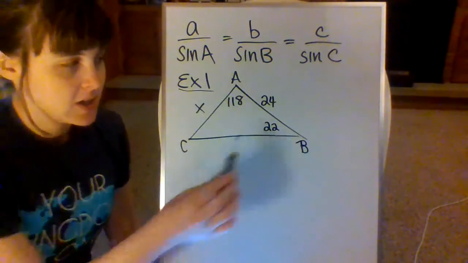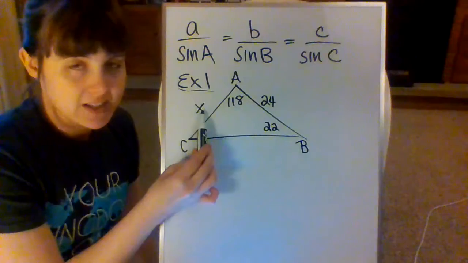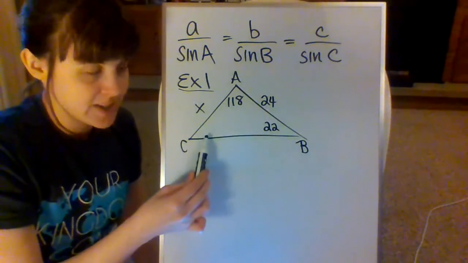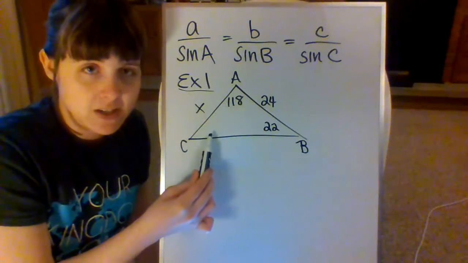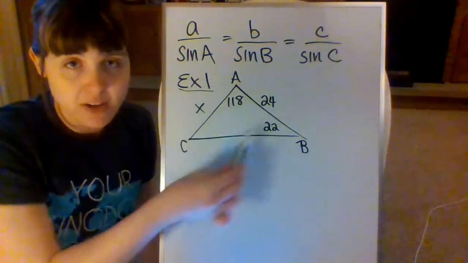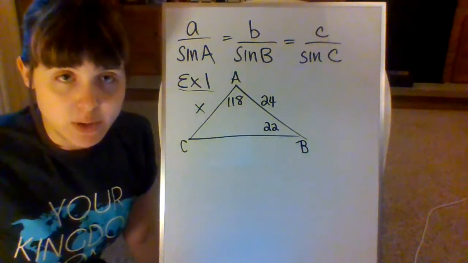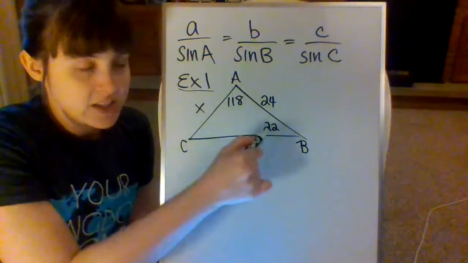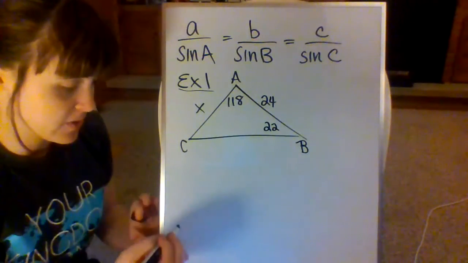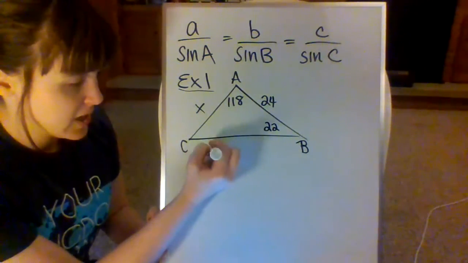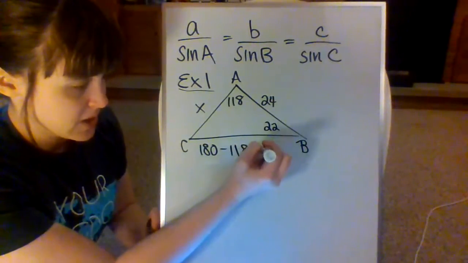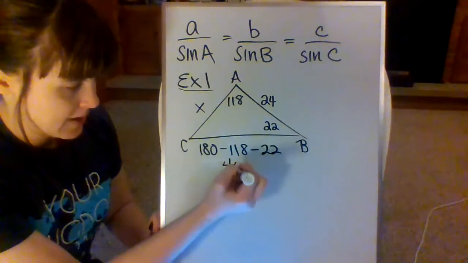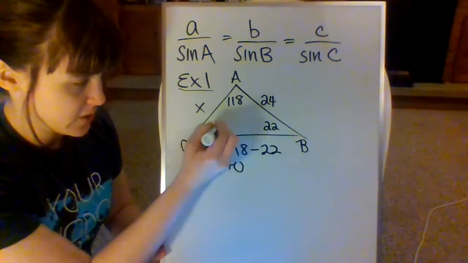Okay, so this angle is opposite this side, and this side, 24, is opposite this angle, but I don't know its measurement yet. So if you'll recall, the angles inside a triangle add up to 180. So we can find this angle down here by subtracting these two numbers from 180. 180 minus 118 minus 22 equals 40. So this angle down here is 40 degrees.